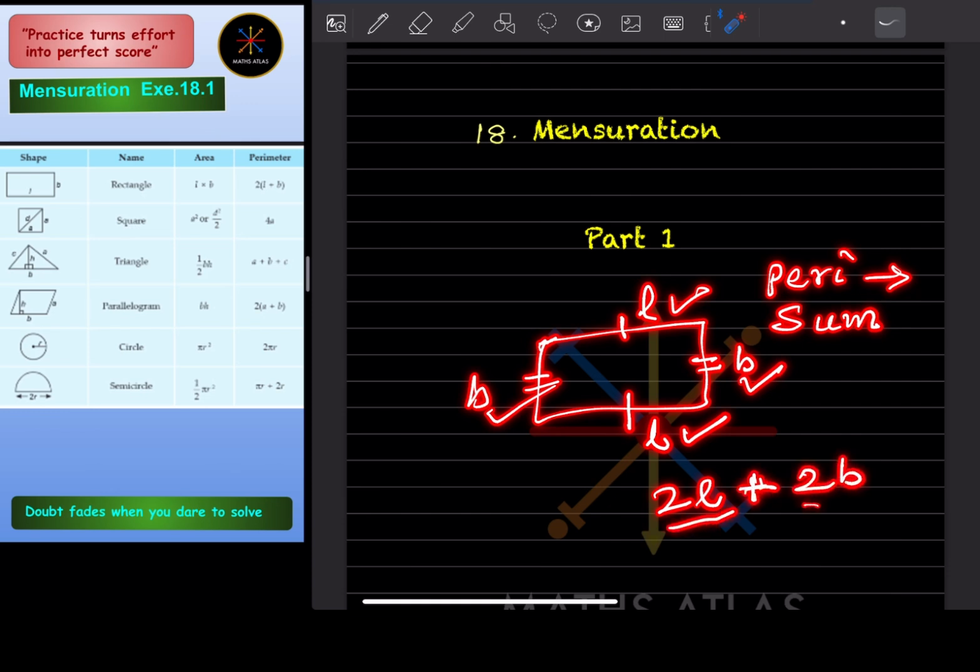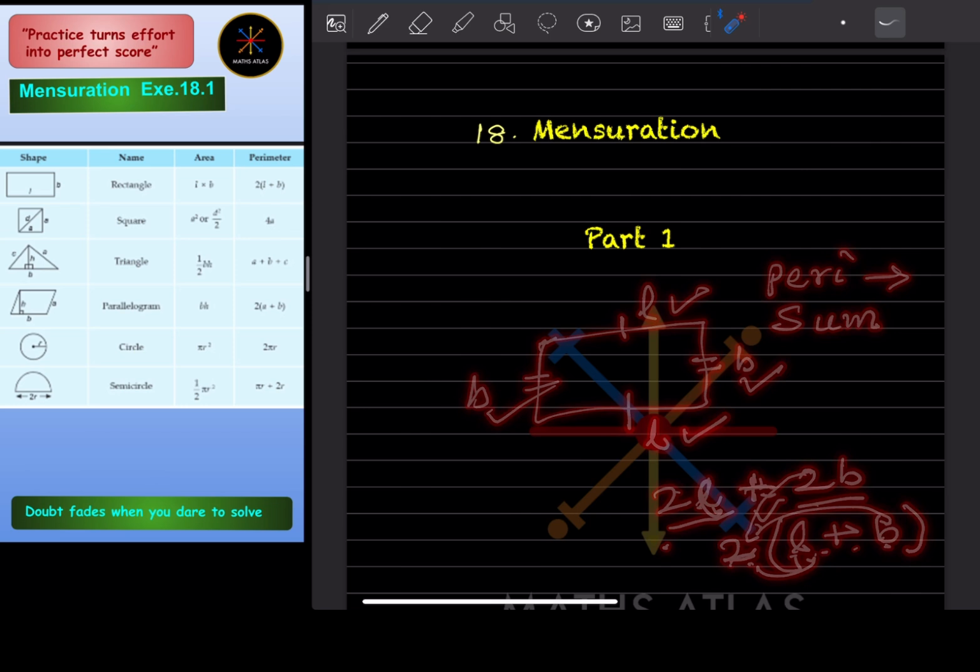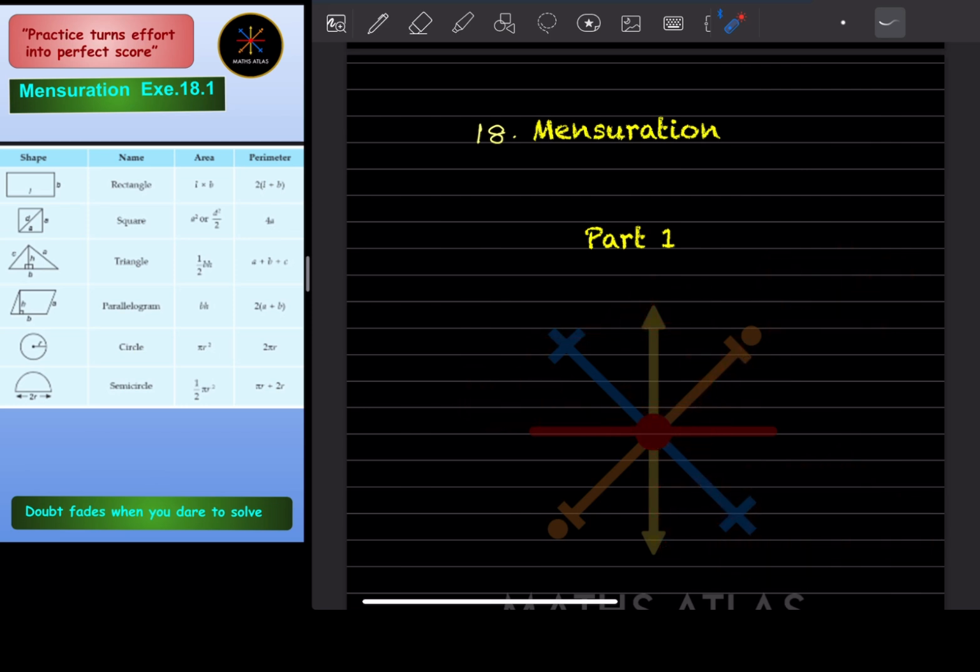In this, what is common is 2. 2 is for both of them. So 2 into, when you take 2 outside, here remains L. This plus sign as it is. And in this, 2 is already taken out, so the remaining will be B. Now when you expand to cross check, this is 2L plus 2B. So 2 into L plus B is the perimeter for the rectangle.